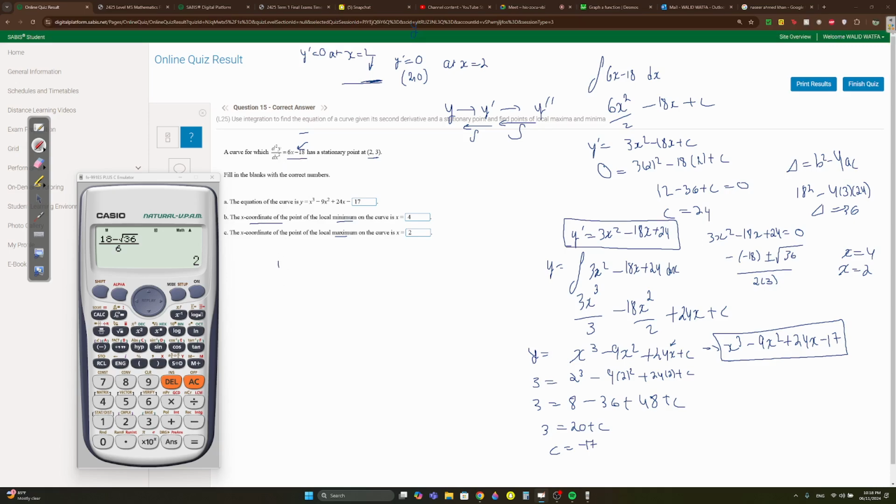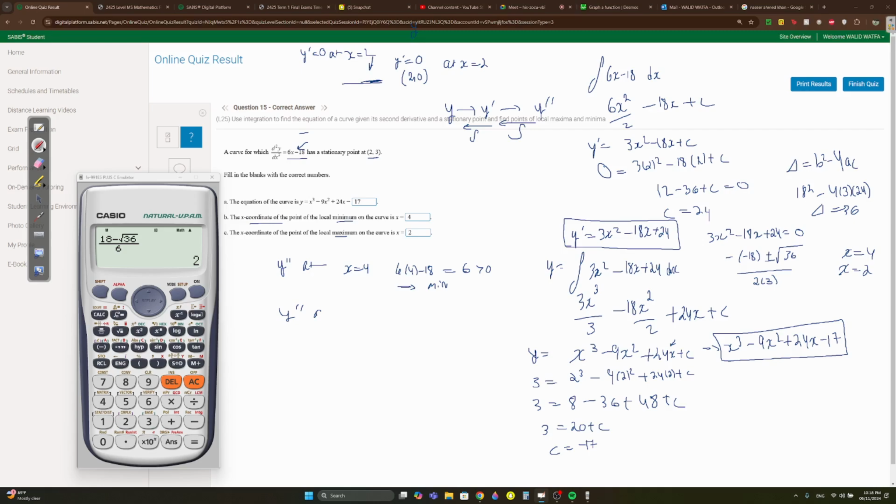So let's see, for the second derivative, y prime prime, let's try x equals 4 first. At x equals 4, let's substitute: 6 times 4 minus 18. It's equal to 6 times 4, 24 minus 18, 6. And 6 is greater than 0. When it's greater than 0, what does that mean? It means it's a minimum, right?